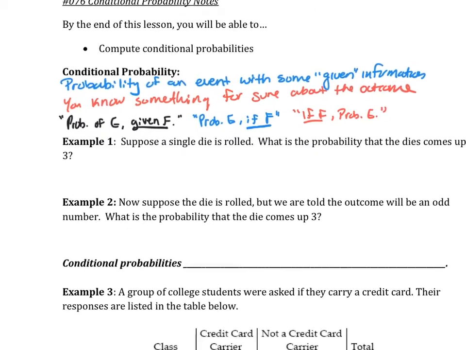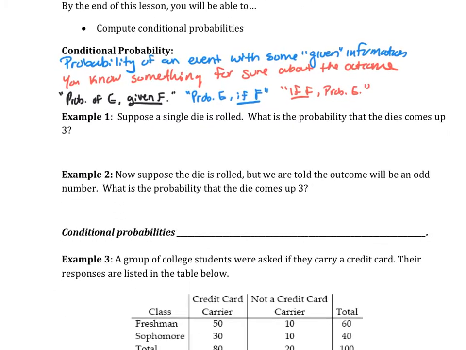So again, what conditional probability does is it is essentially narrowing down your sample space, because if you know something for sure about your outcome, then that narrows down where you're going to be looking for your possible outcomes. So example 1, to kind of demonstrate this, suppose we roll a die. What's the probability that the die comes up a 3? There's one way to roll a 3 out of 6 possible outcomes normally, so 0.17.